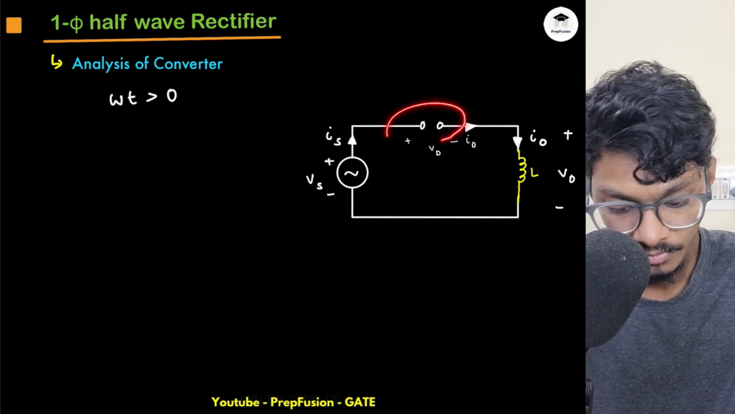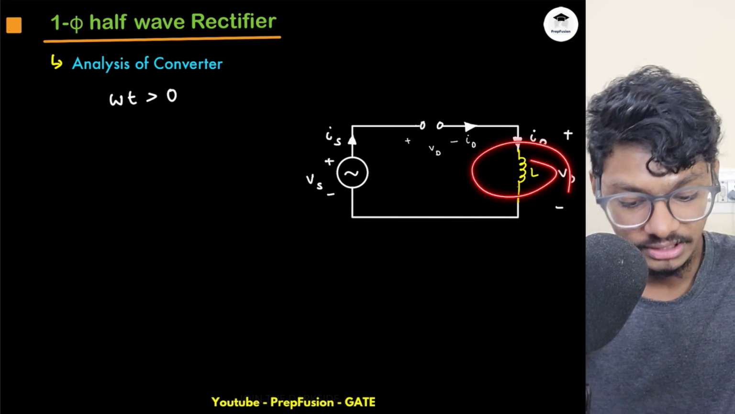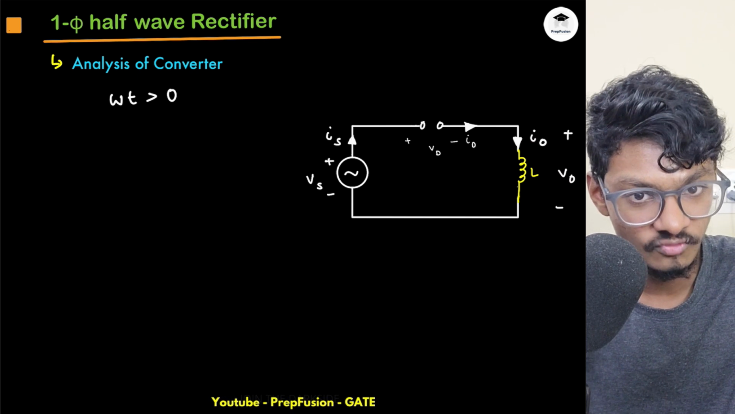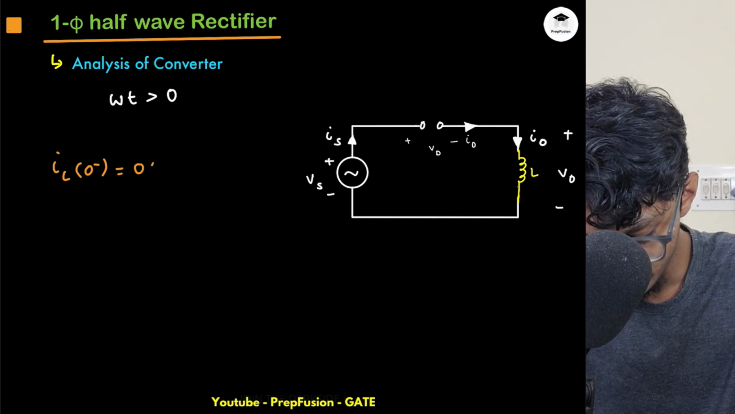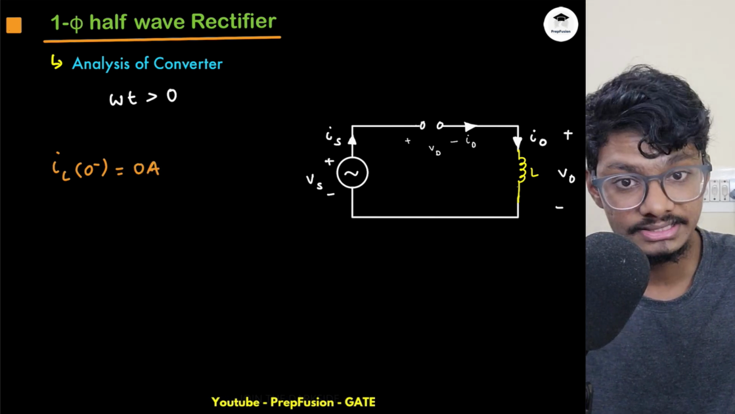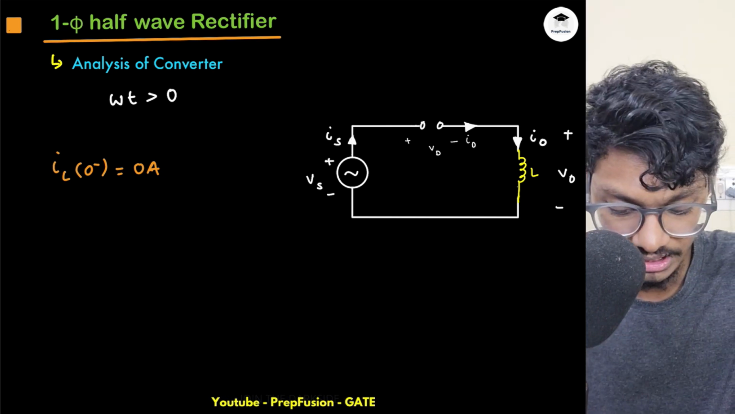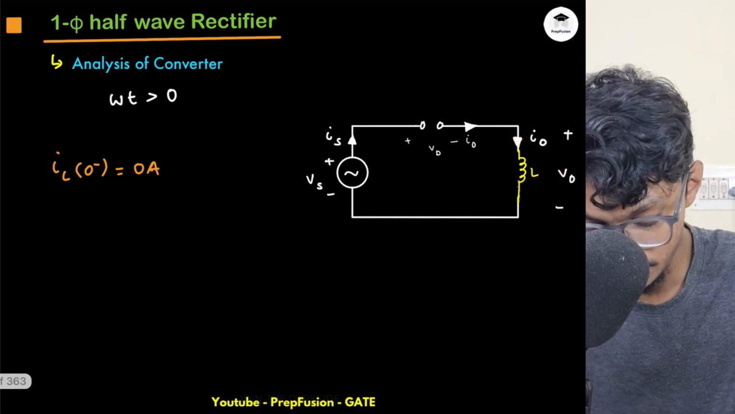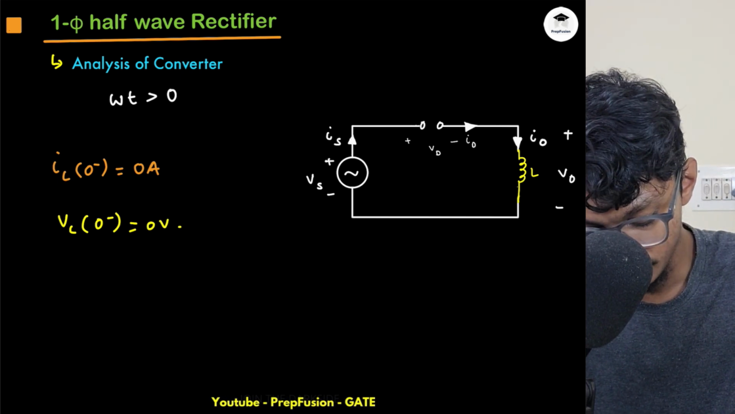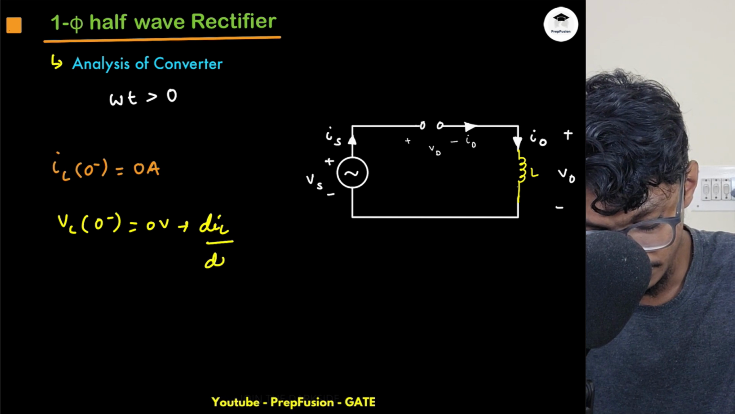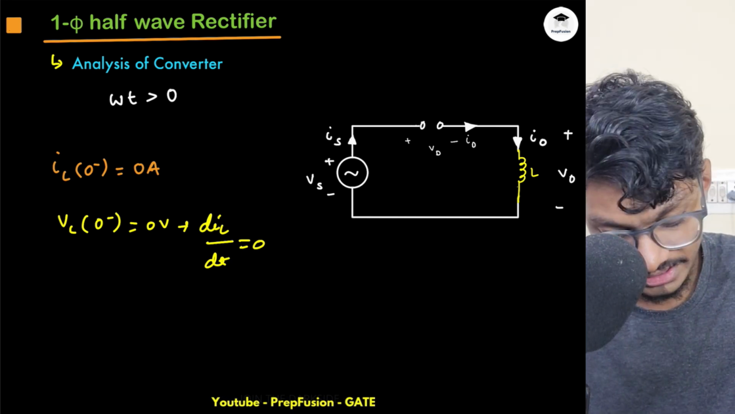First I will assume the diode is off. If the diode is off, the inductor previously has no flux. So if the inductor has no flux, hence IL at 0 minus will be 0 amperes. Next, if IL at 0 minus is 0 amperes, there is no change in the current as well, because initially the current was staying at 0 only. So VL at 0 minus will also be 0 volts, because di_L by dt is 0, since the current is constant at 0 amperes. So next, what is VD?